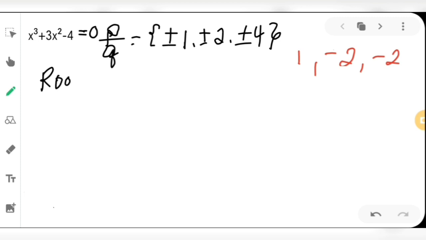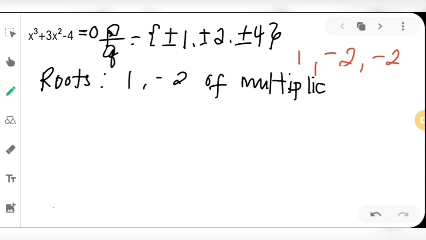We have one, negative 2 of multiplicity of 2. Why multiplicity of 2? Because negative 2 appears twice as a root of our polynomial equation.